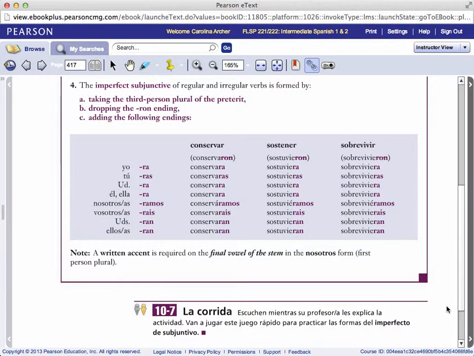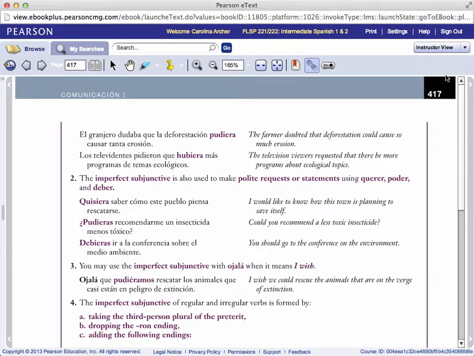Okay. So we have some examples here. El granjero dudaba que la deforestación pudiera causar tanta erosión. See, we are talking in the past, in the main clause now. So he was doubting something in the past. Okay. Los televidentes pidieron que hubiera más programas de temas ecológicos. So that was a request. They requested that there be more programs. Okay. Something in the past. Request or wish or doubt or whatever it is that we have been using the subjunctive with.